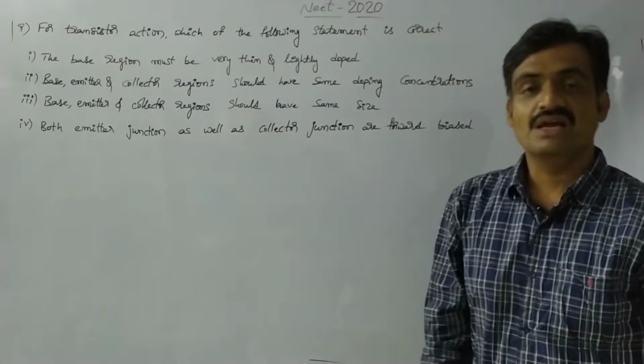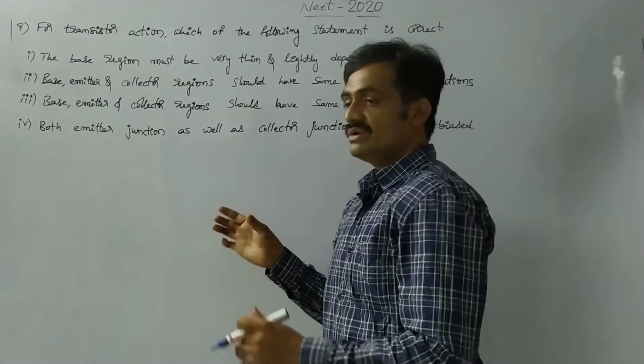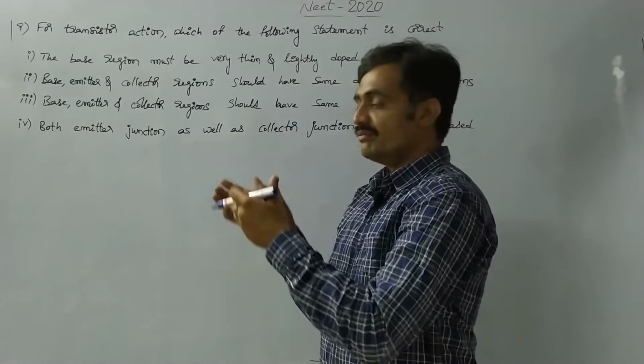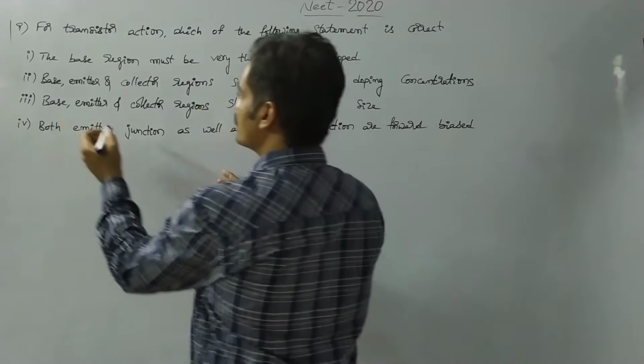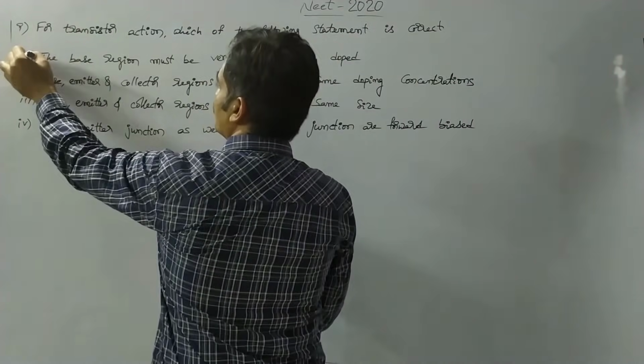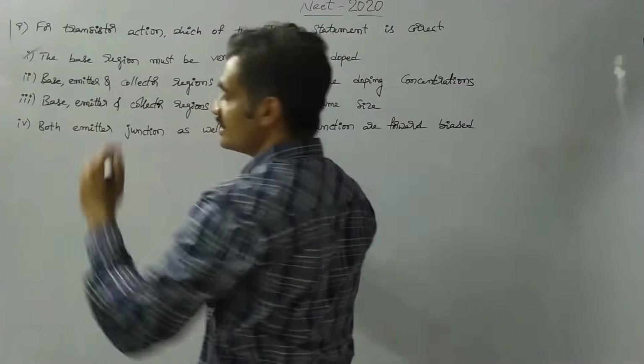As you observe, here we know that in the case of a transistor, base is very thin and it is lightly doped. So as you compare these options, the first option is right. So take a screenshot, we will continue.